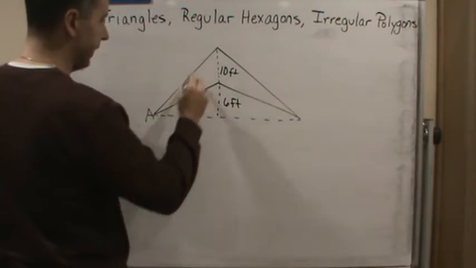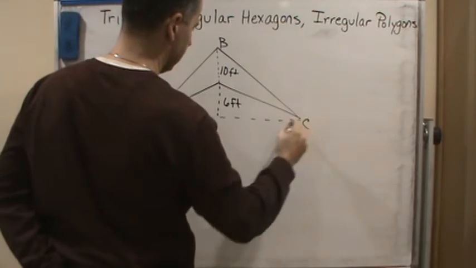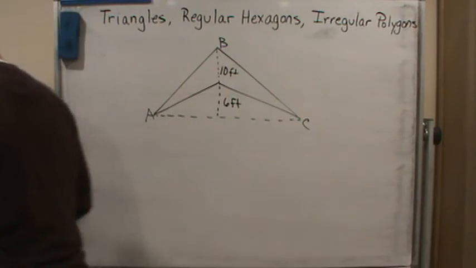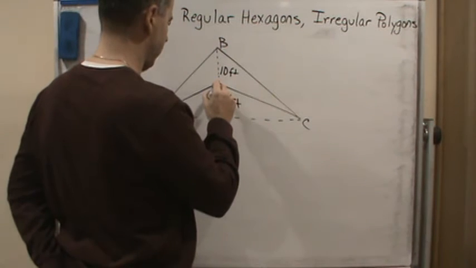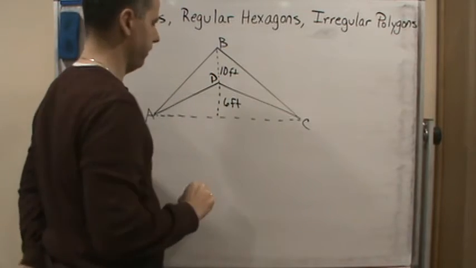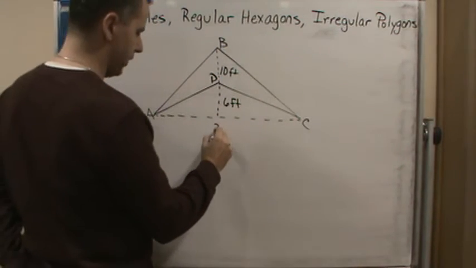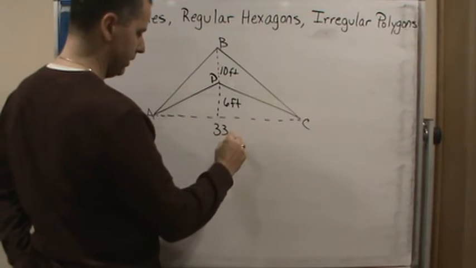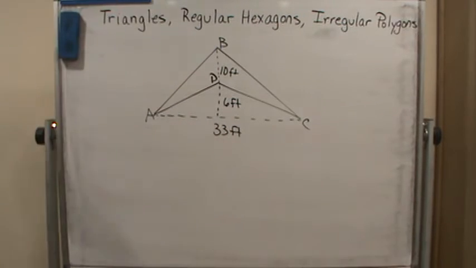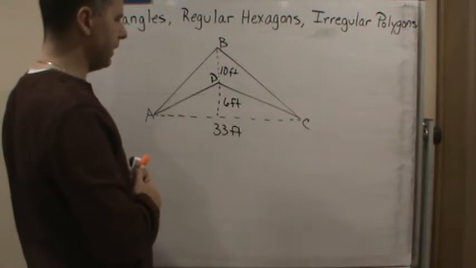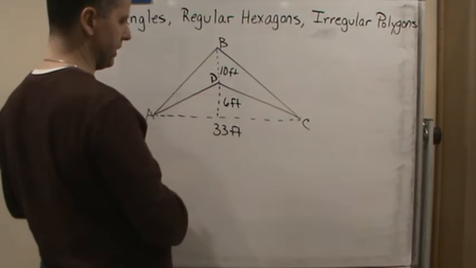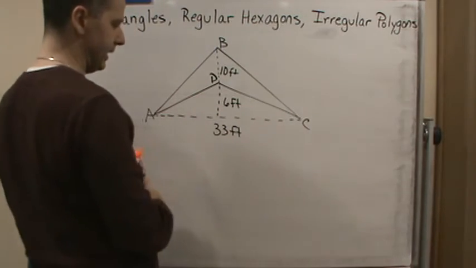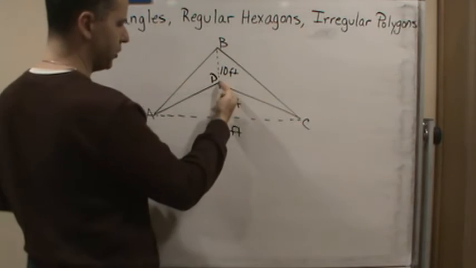So let's call this A, B, C. Did they give another name? Yeah, let's call this point here D. And I know that the distance from A to C is 33 feet. Now, some people, if they gave you just this figure with this distance 10, this distance 6, and the distance between A and C 33 feet, might want to chop this up.